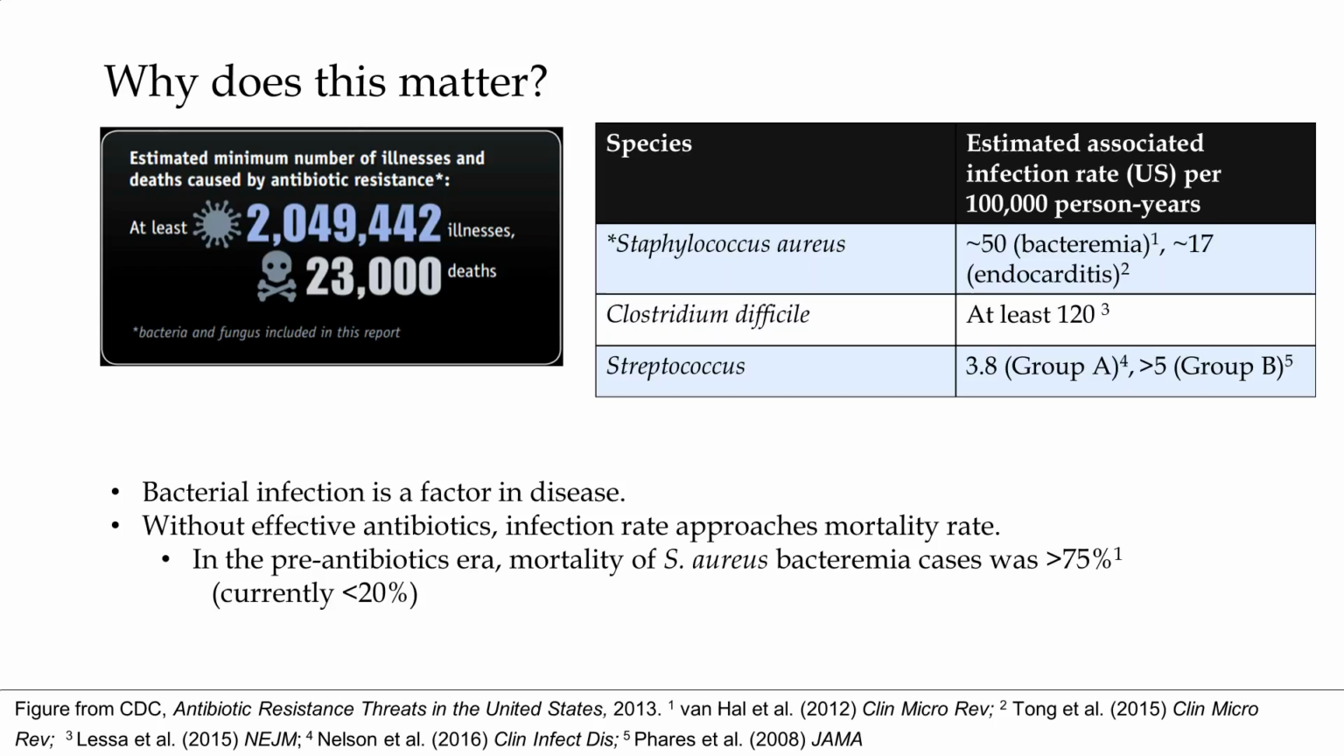So we know bacterial infection is a major factor in disease, and without effective antibiotics, even many of the more antibiotic-sensitive strains of bacteria could have greater and greater mortality rates, perhaps the worst-case scenario being the pre-antibiotic era, where we knew that even just in the case of Staph aureus bacteremia, the mortality rate was well above 75%. Hopefully we'd never reach that, where it's currently less than 20%, at least in the U.S., for Staph aureus bacteremia, but without proper antibiotics and with the emergence of new antibiotic-resistant strains, it may certainly get worse.